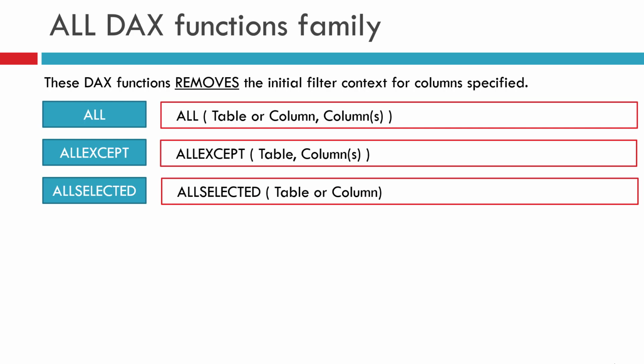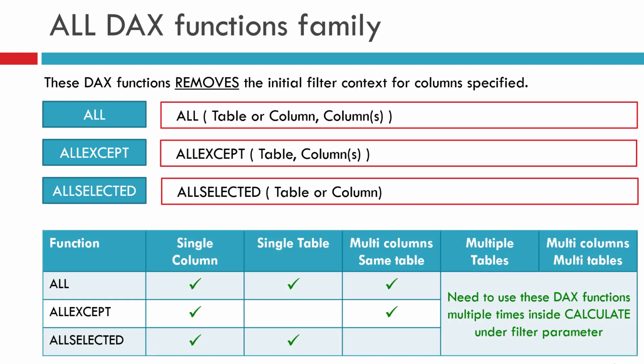Now before I move on to the Power BI Desktop, I would like to summarize some of the combinations through which you can use these functions. So you can specify a single column under each of these three functions. Each one of these three functions will work when you are referring to a single column only. Next is referring to the entire table, so that the filter context on any of the columns coming from that table will be removed. This will be working only with the ALL and ALLSELECTED functions. It won't work with ALLEXCEPT.